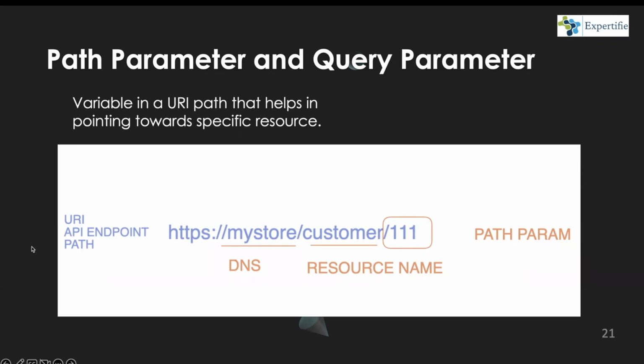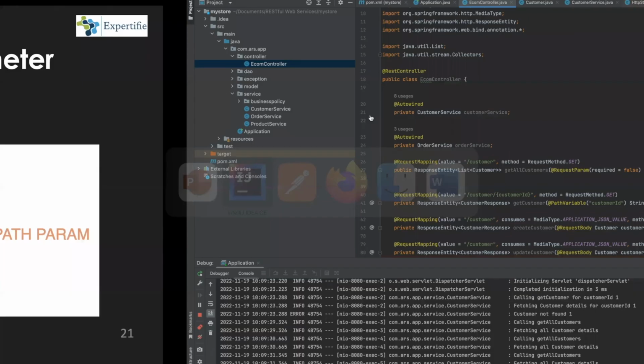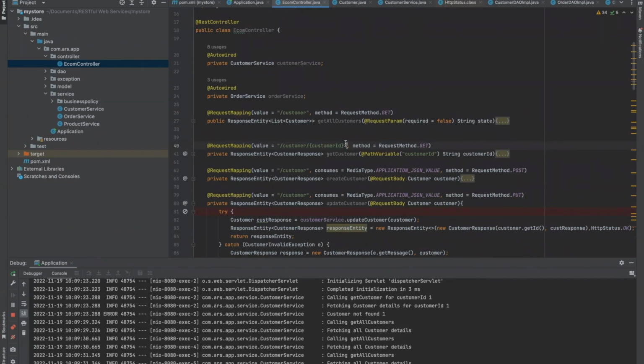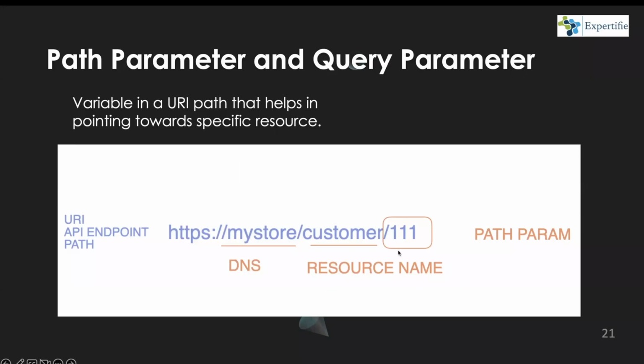So what are path parameter and query parameter? As we saw over here, these curly braces are called path parameters. These are variable parameters. If we want to access the customer with customer ID one, we would give slash customer slash one. If we want to access customer ID two, then slash customer slash two. This is called a path parameter because it is in the URI path only. Here my store is the DNS, customer is the resource name, and this one is the ID of that resource, also called a path parameter.